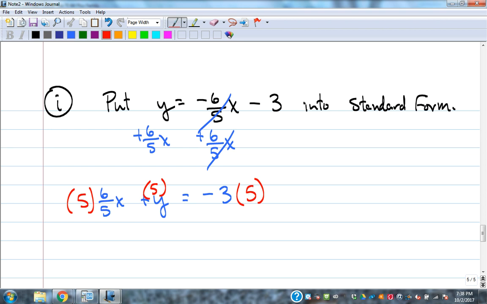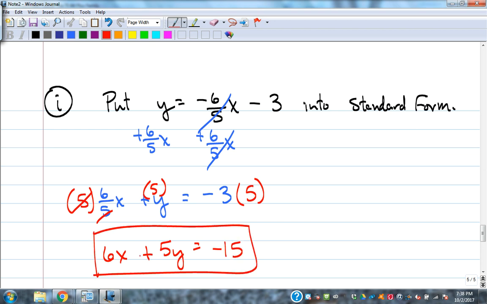6 over 5 times 5. The 5's cancel out. And it's just 6x. 5 times y is 5y. Negative 3 times 5. Standard form. Okay.